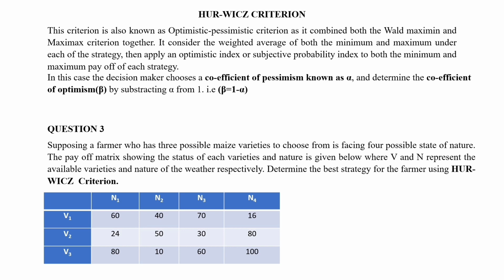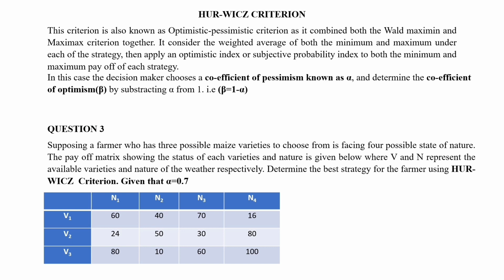possible outcome. To do this, in order to use this criterion, the decision maker chooses a coefficient of pessimism known as alpha. That is the coefficient of the worst possible outcome. It is a decimal number that ranges from 0 to 1, and this number determines the emphasis on the worst possible outcome. And after getting the coefficient of pessimism, because the Hurwicz criterion combines both the maximax criterion and the maximin criterion together, we also need the coefficient of optimism.